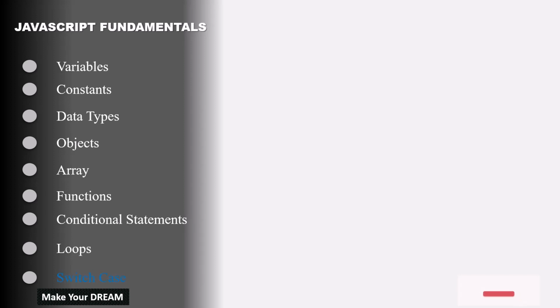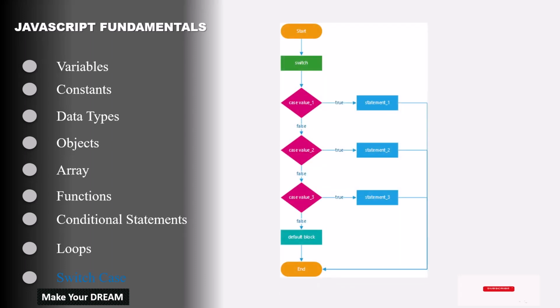Finally, moving to the switch case. A switch statement is used to perform different actions based on different conditions. It works like this: the switch expression is evaluated once, and the value of the expression is compared with the value of each particular case. If there is a match, then that case is executed.